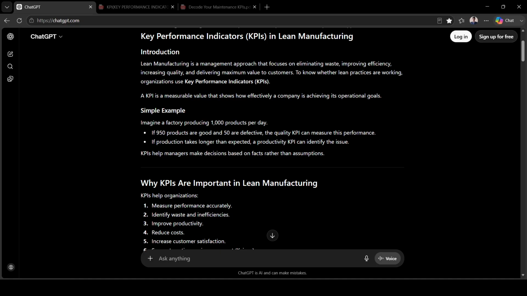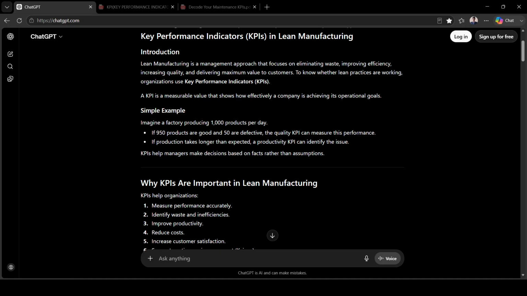First, introduction. Lean manufacturing is a management approach that focuses on eliminating waste, improving efficiency, increasing quality, and delivering maximum value to the customer. To know whether lean practices are working, organizations use key performance indicators. A KPI is a measurable value that shows how effectively a company is achieving its operational goals. In a simple example, I will explain so you can clearly understand.